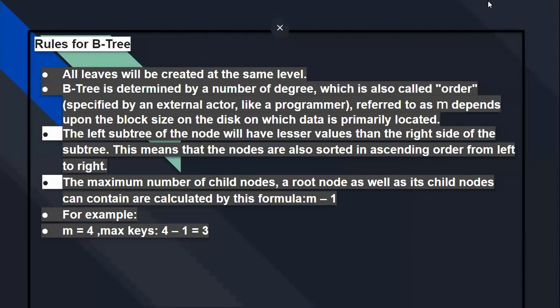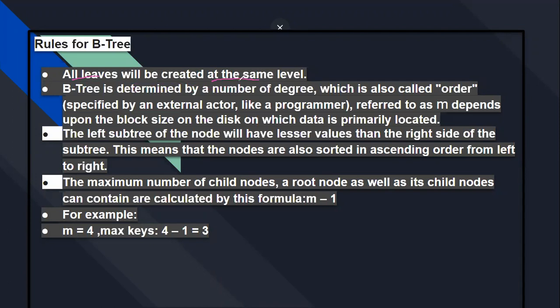This is again a very important part that we need to focus on. Okay, so just concentrate. The rules are very important as far as B-tree is concerned. So all leaves will be created at the same level. This is a very important part. Again, I'll repeat this part: all leaves will be created at the same level.